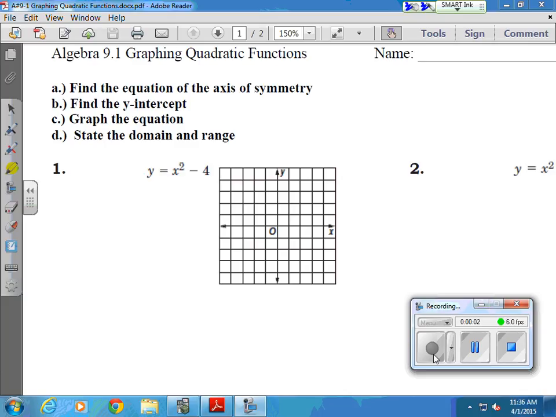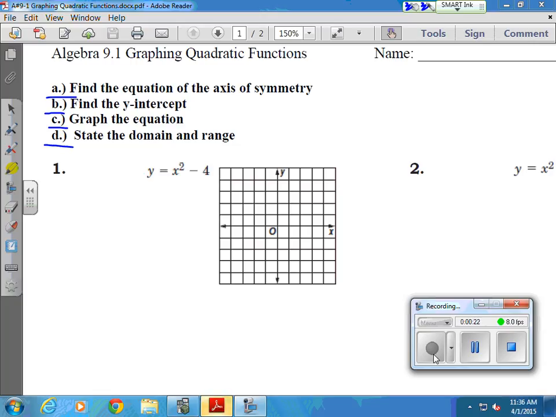9-1, number 1, we got to find 4 different things. We have to find the equation of the axis of symmetry. Then we need to find the y-intercept, where it's going to cross the y-axis. Then we need a graph. Well, we don't have to do necessarily these in order, but we need to find all 4 things. No, this is not multiple choice.